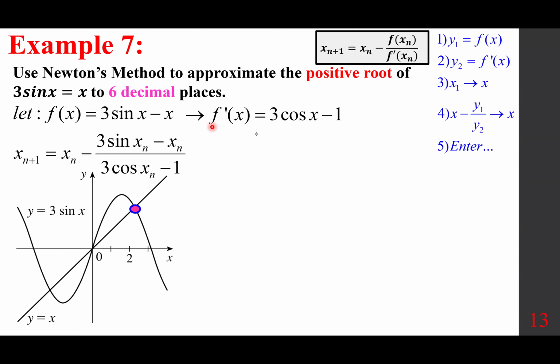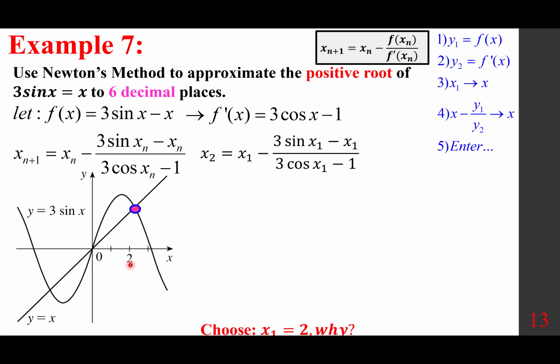And I'm going to write x sub 2 equals x sub 1 minus 3 sine x sub 1 minus x sub 1 over 3 cosine x sub 1 minus 1. And the question is, okay, what is x sub 1? So I hope, again, this is an easy graph. You should recognize, because we want the positive root, we start with 2.